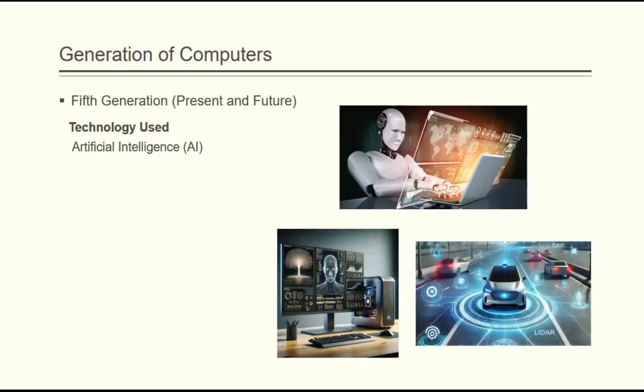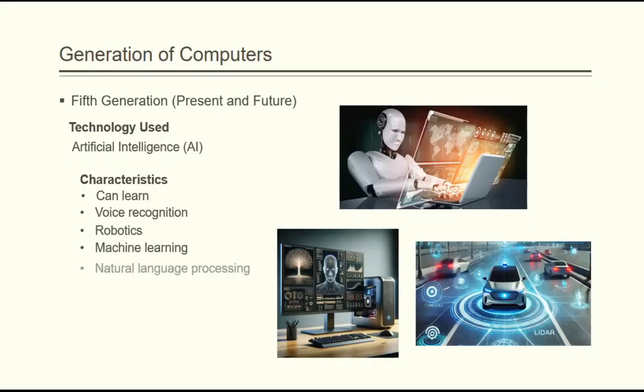And some of the characteristics of this technology is that it can learn. It can do voice recognition, robotics, machine learning, natural language processing. Some examples of fifth generation computers are ChatGPT, small robots, AI assistants, self-driving cars.